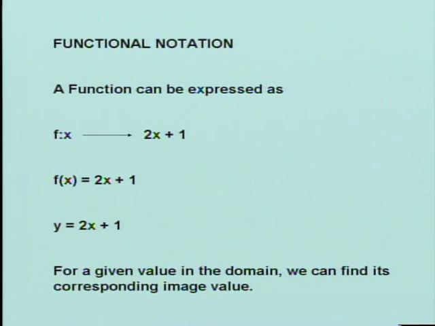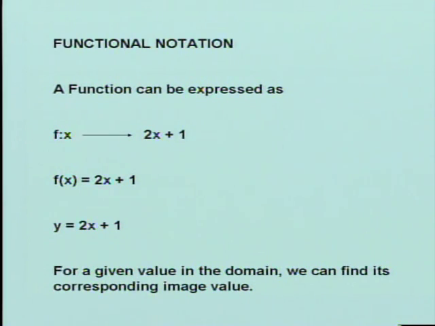We use certain notations when we are dealing with functions. We call this functional notation. So a function can be expressed in three forms. The first one, f such that, and that's how it is read, f such that x is mapped onto 2x plus 1. The second one, f of x is equal to 2x plus 1, both representing the same thing. And the third one, y is equal to 2x plus 1.